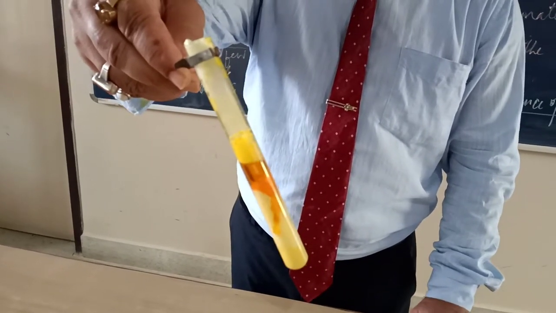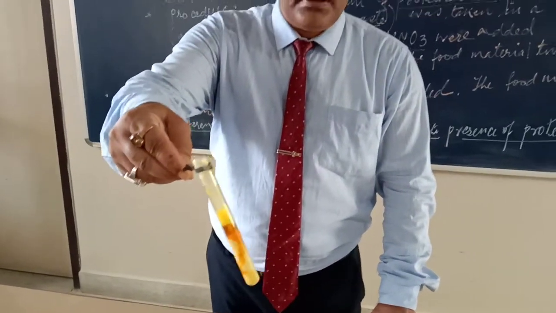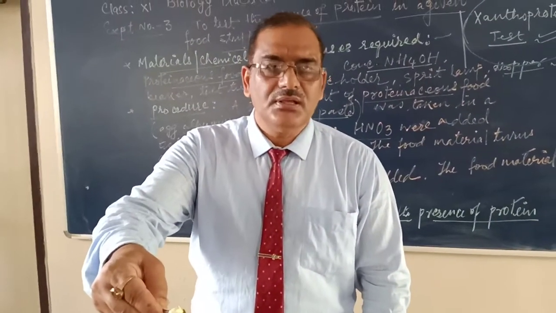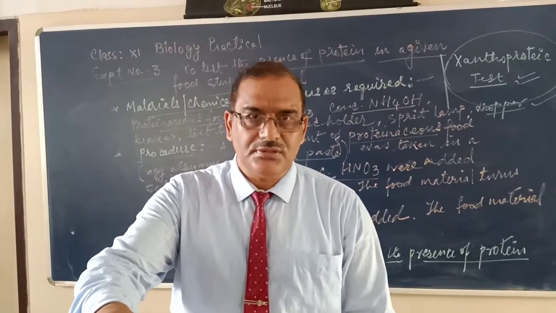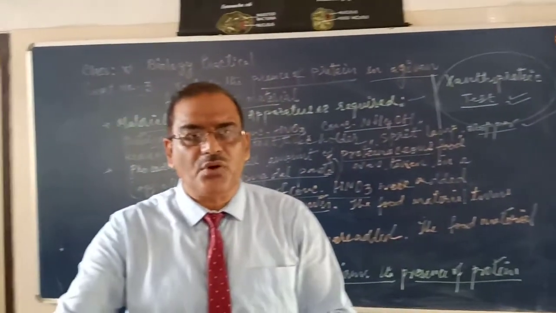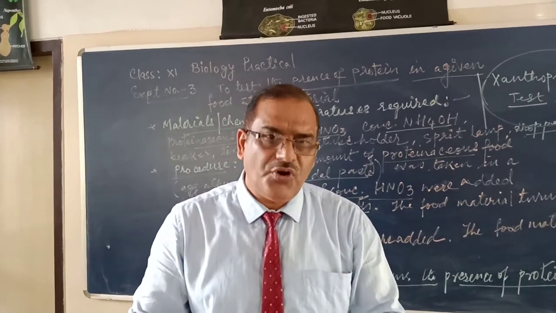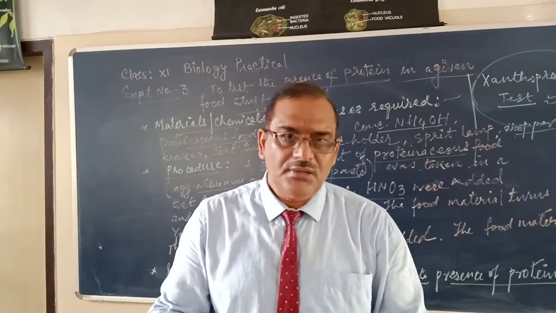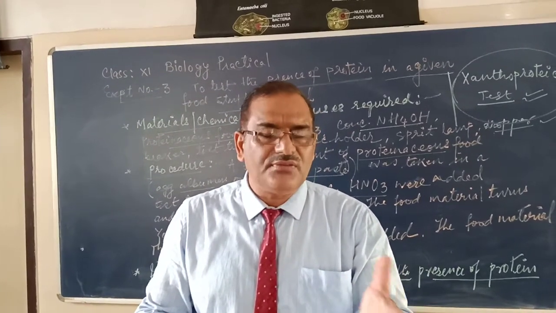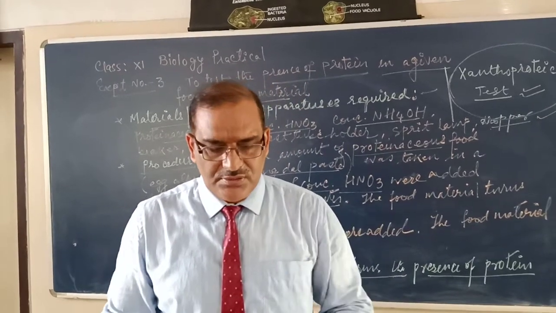This confirms the presence of protein in the given food material. Okay, so this is the experiment, and this test is called the xanthoproteic test. It is written on the right corner of the board. There are other kinds of tests also, but the test which we have performed is the xanthoproteic test, because xantho means yellowish; this gives a yellowish or orange color, hence it is called the xanthoproteic test.